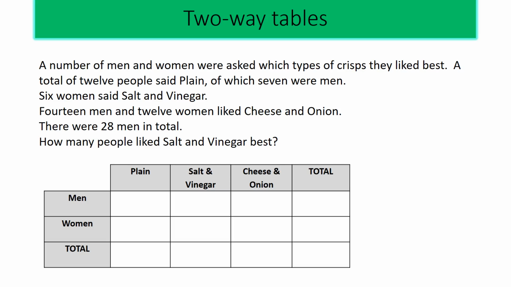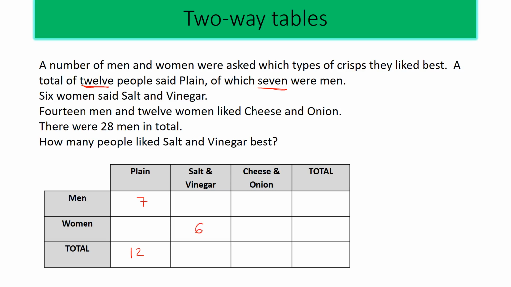So now let's read the information again and try to put some values in the table so we can find any missing values. So a number of men and women were asked which type of crisps they like best. A total of 12 people said plain, okay? So the total for plain is 12. Now, of which 7 were men, okay? So 7 were men. Now, 6 women said salt and vinegar, okay? 6 women said salt and vinegar.